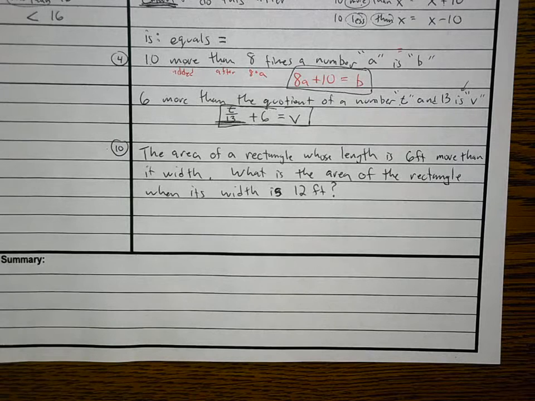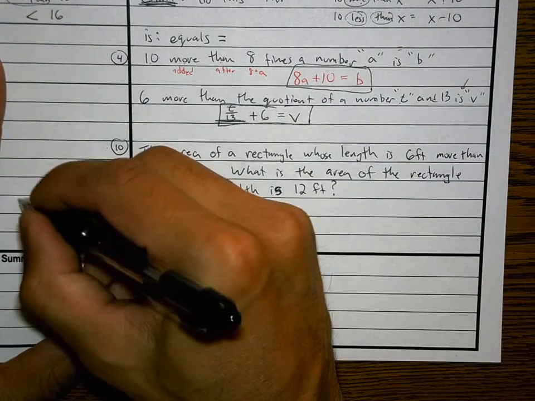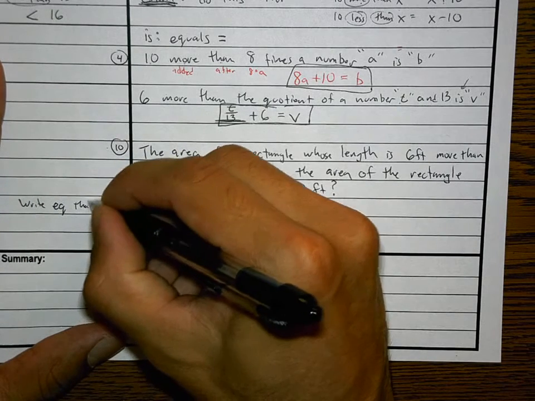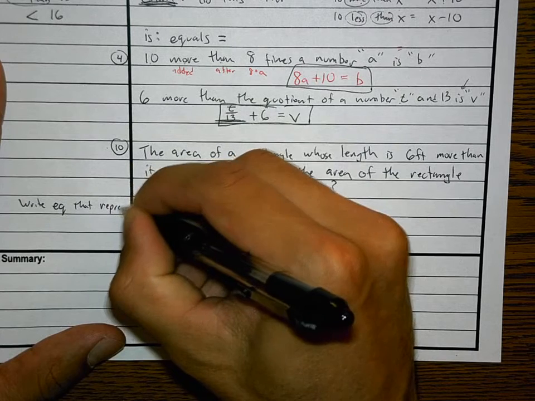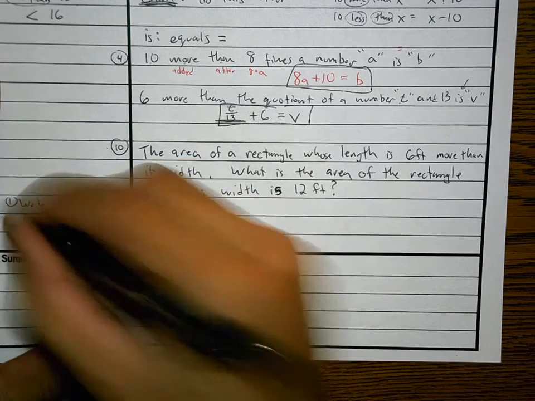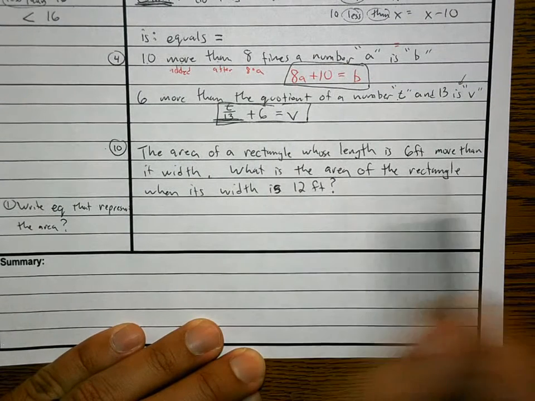It's going to ask you to do 2 things on homework questions like this. It's going to ask you, 1, write an equation that represents the area. And the second question is, what is the area of the rectangle when its width is 12 feet?